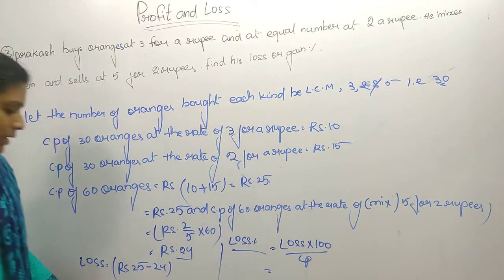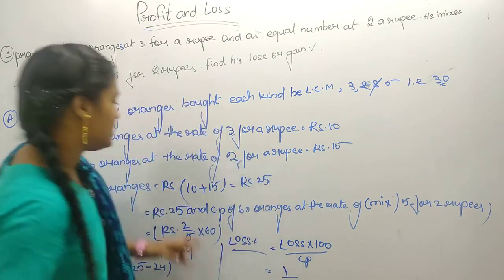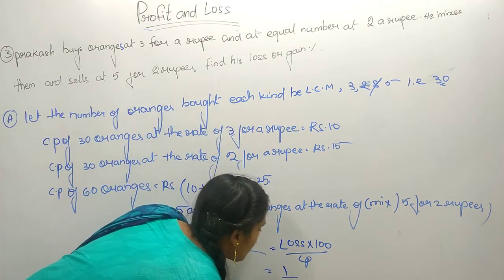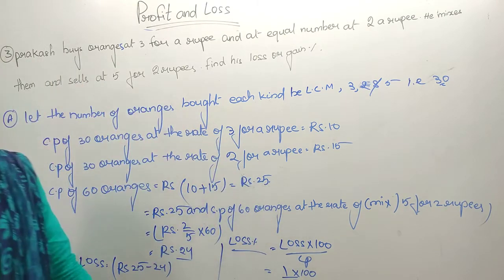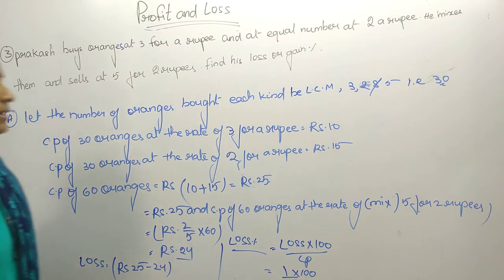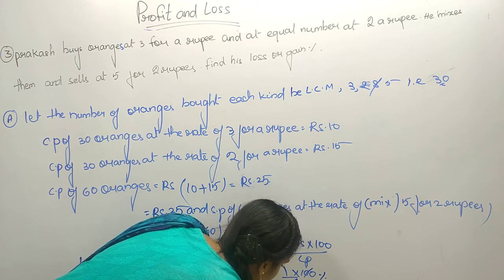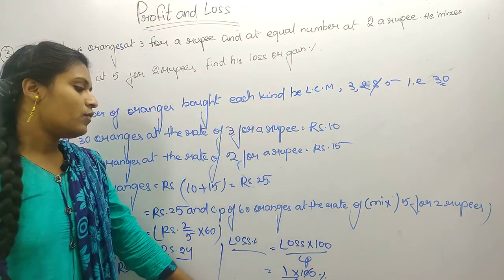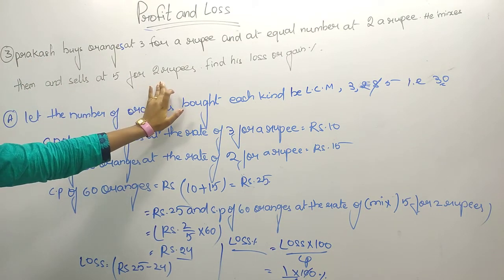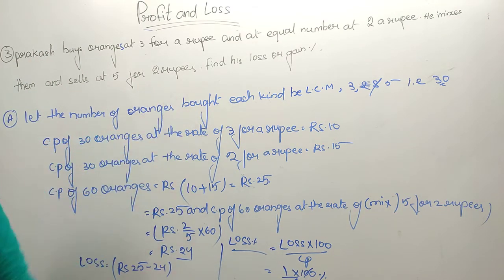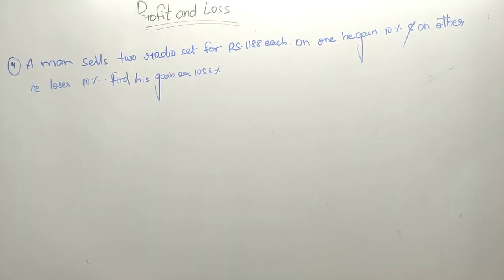Loss, how much he got? Rupees 1 by cost price, how much? 25 into 100. Okay. By solving it, what the final answer will get? 4%. What is the loss percent? The final answer, 4%. Okay, next solve the next problem. Okay, what is the next question?